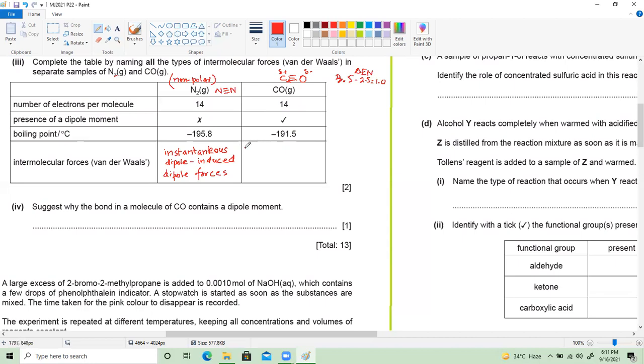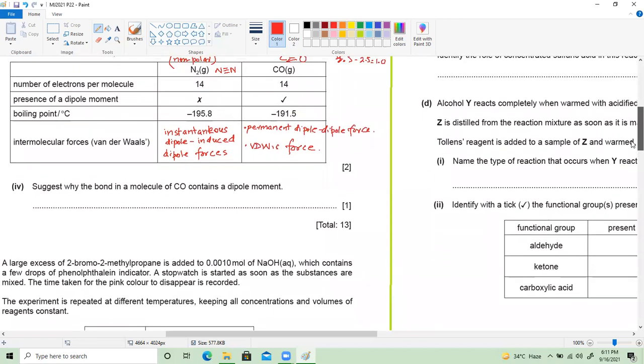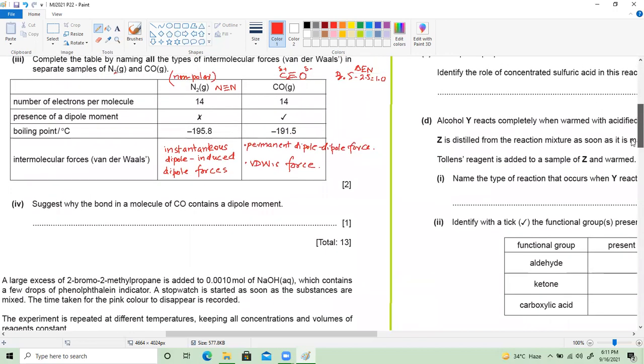Which attractive force is present in polar molecules? They have permanent dipole forces. So this is one of the forces. And what is the name of the second attractive force here? Van der Waals forces. We have to mention all types. Van der Waals force will be present in every type of molecule, whether it's polar or non-polar. Okay.